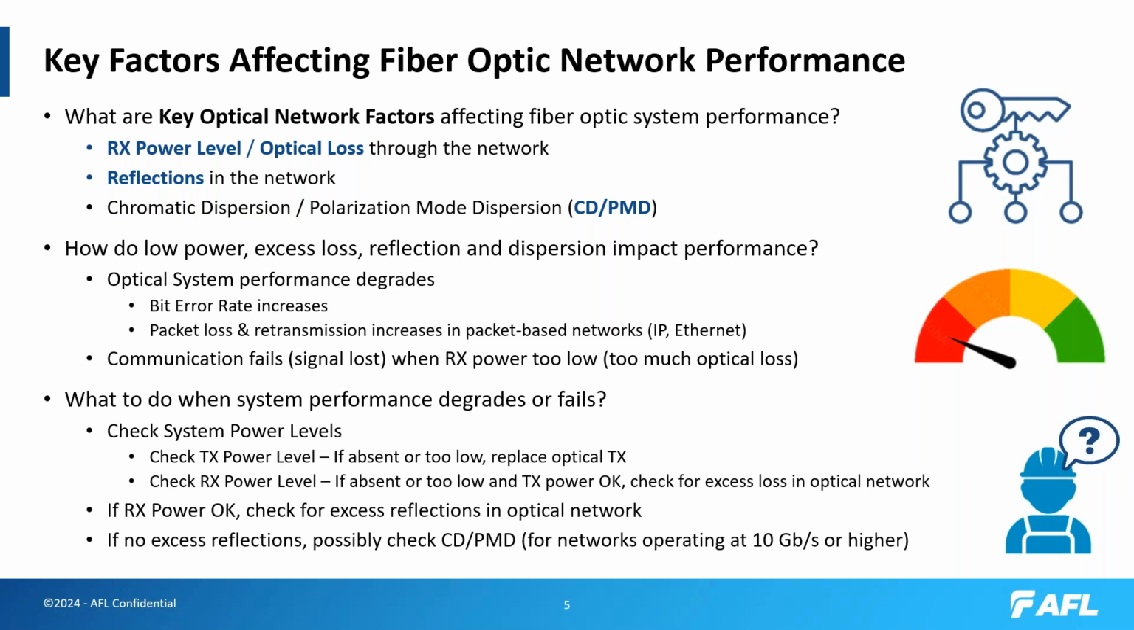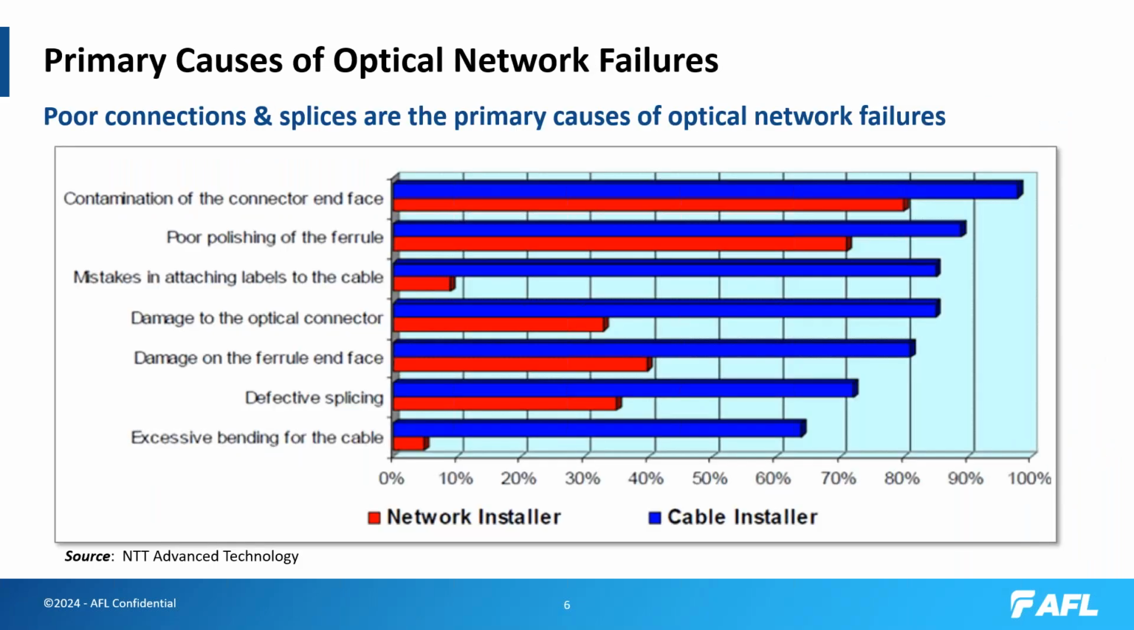And if the receive power is okay, but you still have degraded performance, check for excess reflections in your optical network. And then lastly, if no excess reflections and you're operating on a very high-speed network, then you may want to check for chromatic dispersion or polarization mode dispersion.